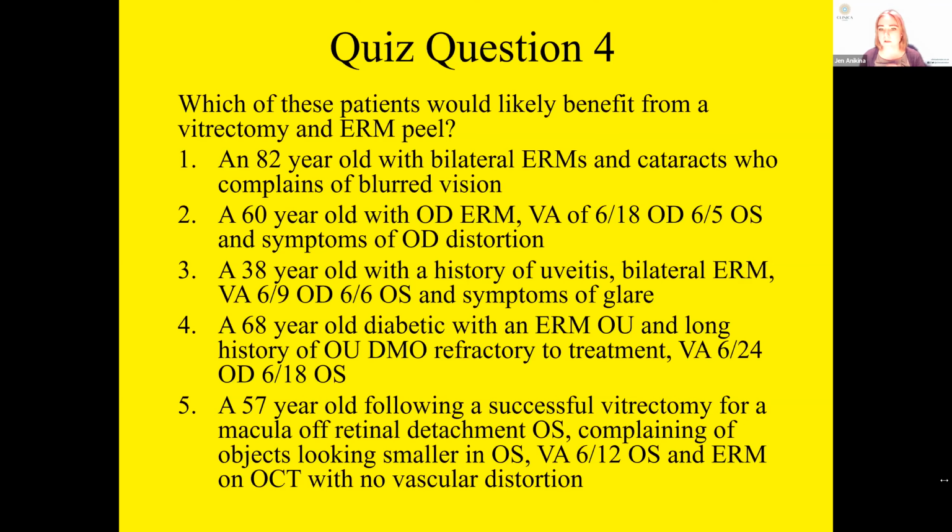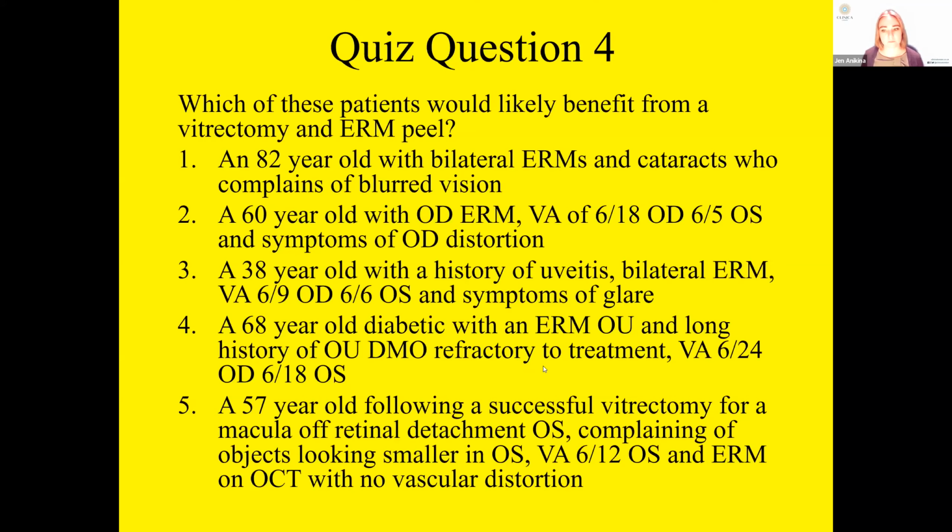Number 2, yes, so this is your classic symptomatic membrane: distortion, visual reduction, and a relatively young patient as well. It generally bears out. A 38-year-old with uveitis, of course, uveitis makes epiretinal membranes more likely, so that is absolutely true. They might have it. They have bilateral ERM, but the vision is very good, and the symptoms are glare. Glare is probably coming from the early cataract, maybe some of their posterior synechia. It's almost certainly not related to the ERM. You're not going to touch the back of their eye and give them more inflammation and more uveitis problems.